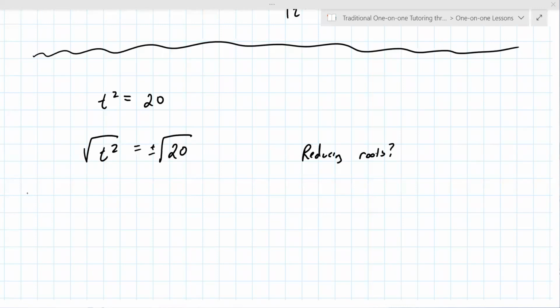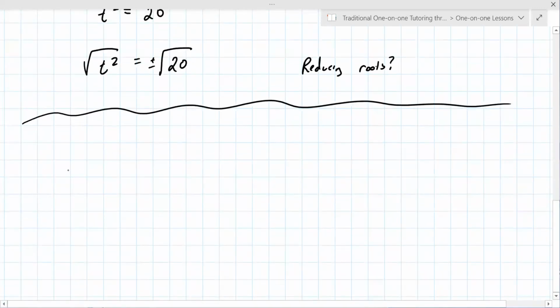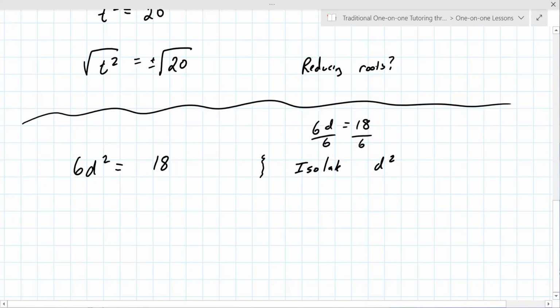Okay, so you're not doing this, but what you are doing is something like 6d squared equals 18. Here the goal is to isolate d squared, which means if you have a 6 out in front, or let's say you're adding 6, you have to undo those steps. What would you do if this was 6d equals 18? You would divide both sides by 6. You're going to do the same thing here. Divide both sides by 6, and then that would be d squared equals 3.